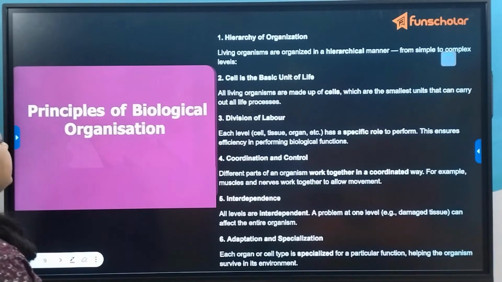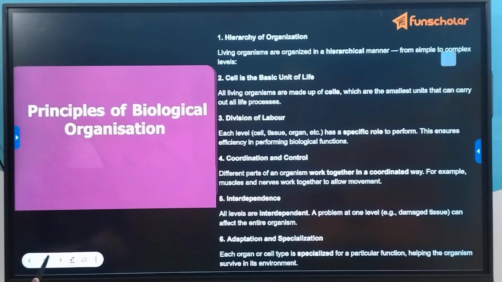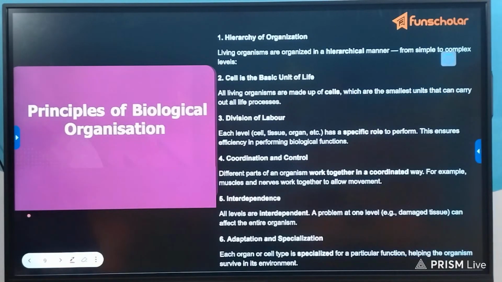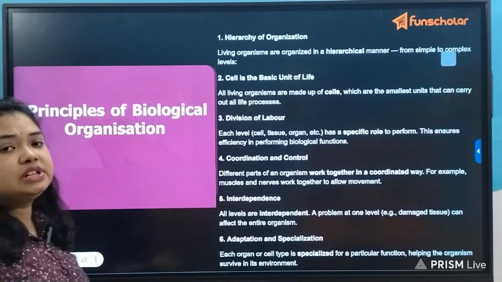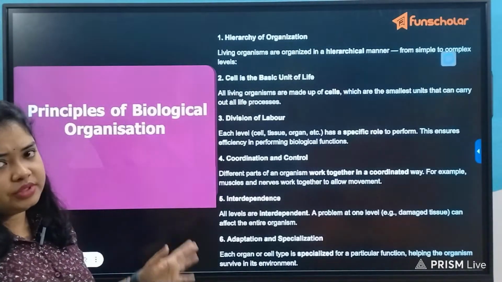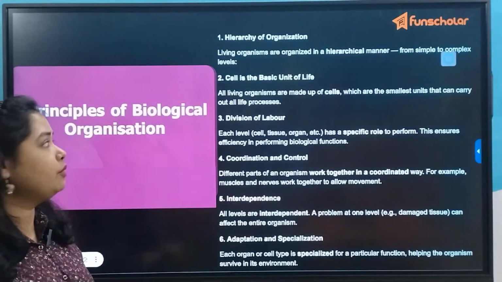So now, there are some principles of biological organization. Biological organization means the organization we have seen just now, starting from the cell and then going up till the biosphere. So there are certain rules or principles of this biological organization. Let's try to understand them one by one.